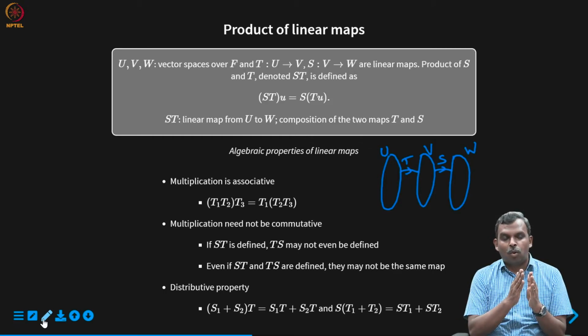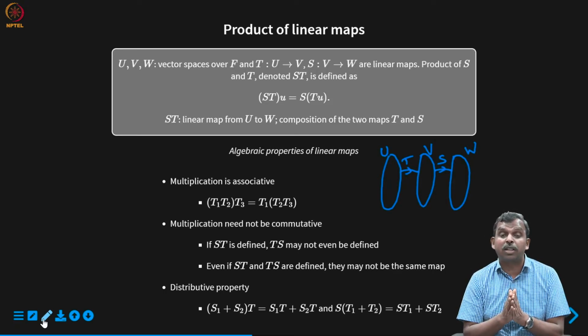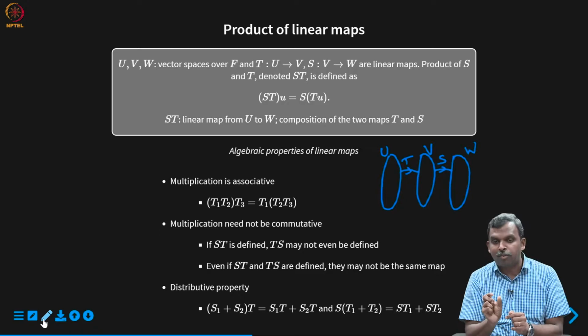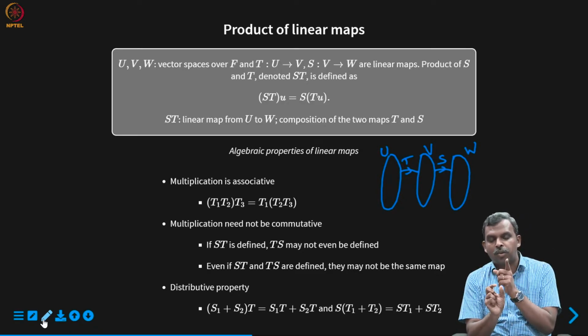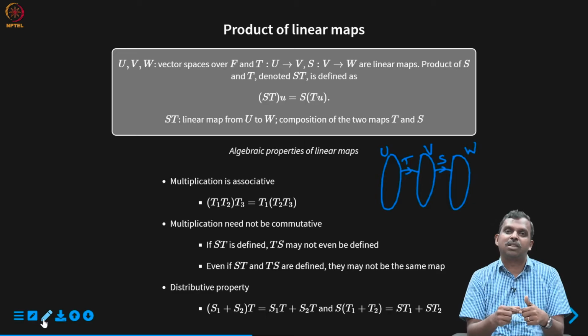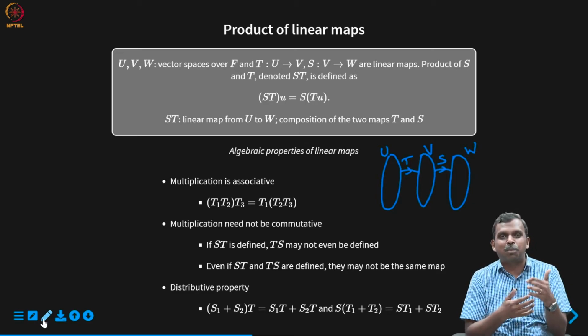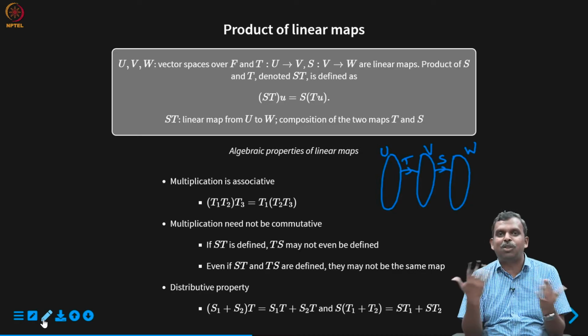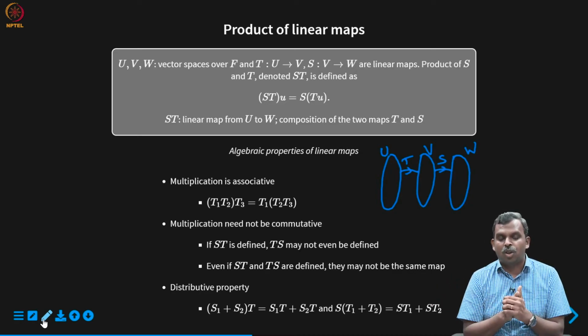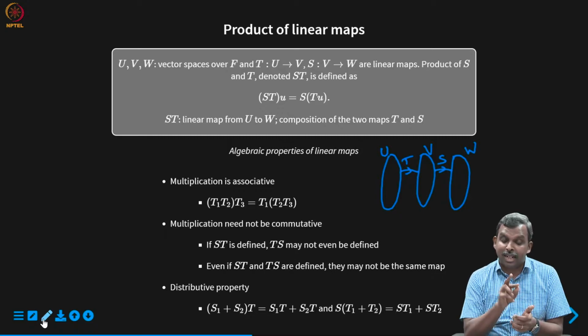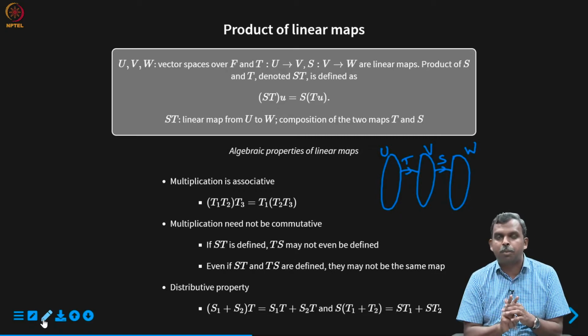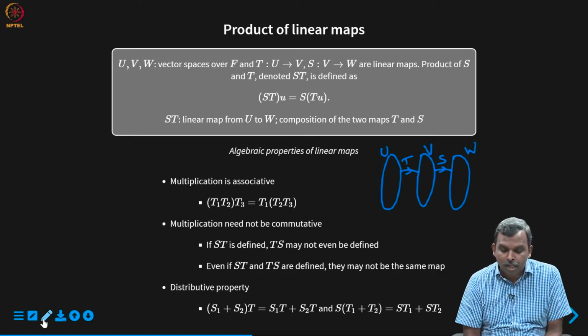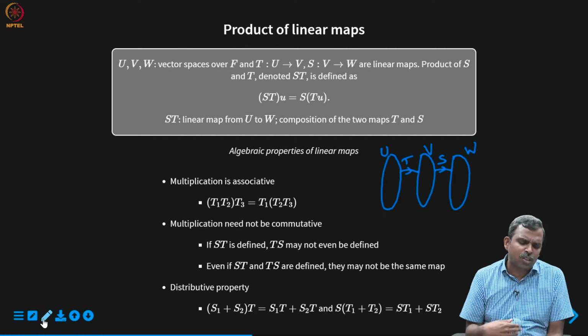Okay, and it's defined only when the composition is possible. So for instance, the V is a common vector space, right? T goes from U to V and S goes from V to W. Only then does it make sense to compose. If this V is not the same, then you can't compose. So the V needs to be the same. So that condition is there. Not all maps are composable. Only when this V is the same do you have a composable thing. So not all products are defined. Once you define this, you can come up with lots of nice algebraic properties. So for instance, multiplication is associative.